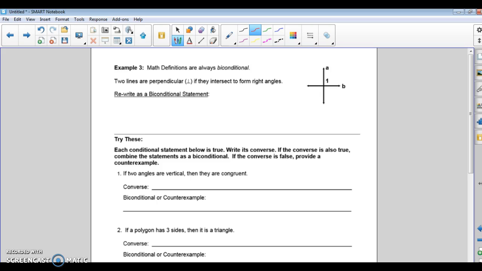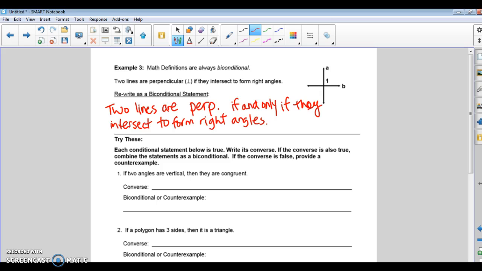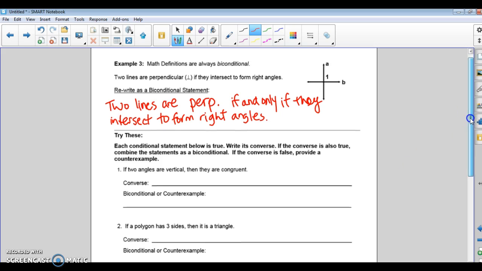Please pause the video and change them into a biconditional statement. Alright, so the answer to this is: two lines are perpendicular if and only if they intersect to form right angles. Okay, now we have some examples.